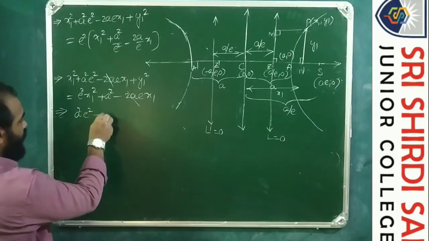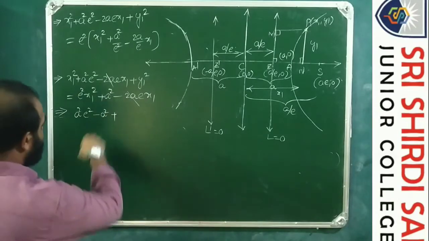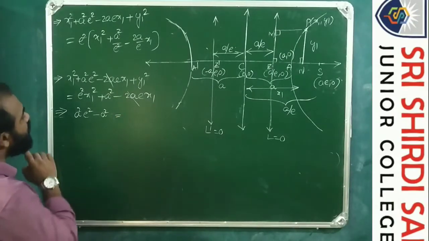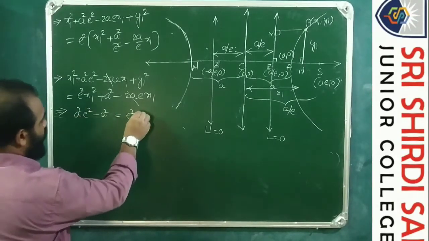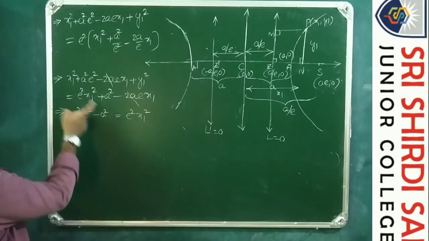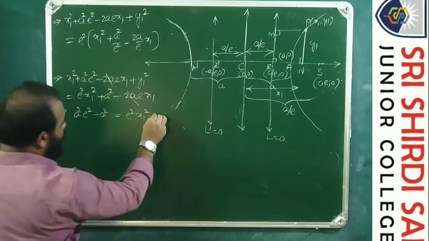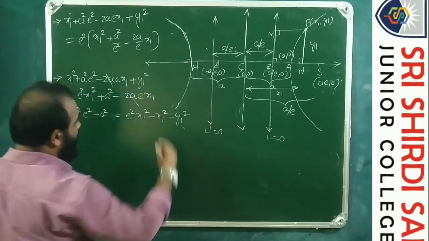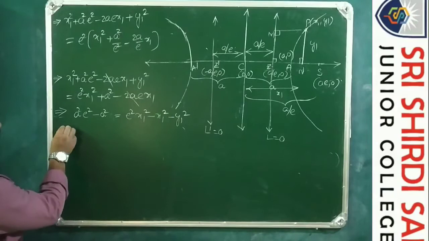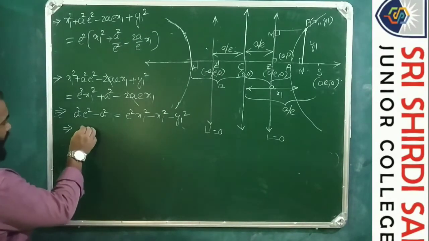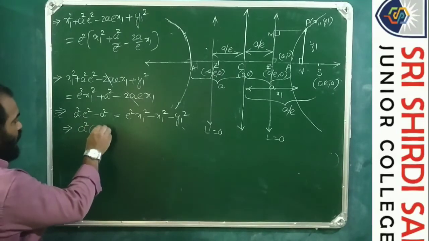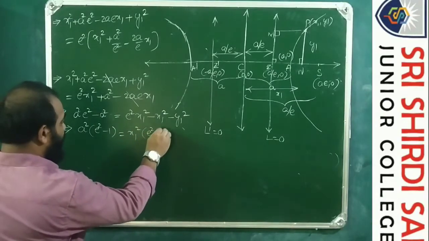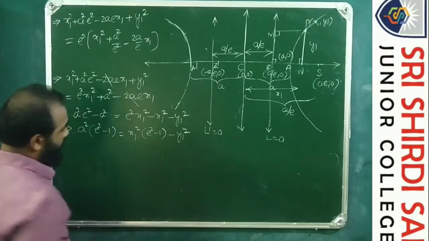plus A square, if you transpose onto this side, minus A square, is equal to E square x1 square, E square x1 square, this plus x1 square, if you transpose onto this side, minus x1 square, this plus y1 square, if you transpose onto another side, minus y1 square. So this is equal to, take A square in common here, then we'll get E square minus 1 is equal to, take x1 square common here, E square minus 1 minus y1 square.